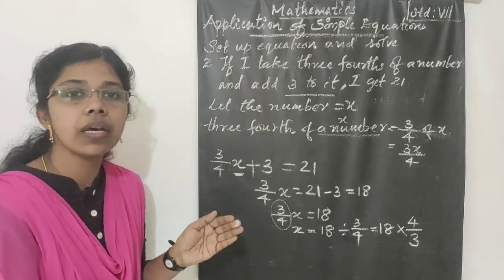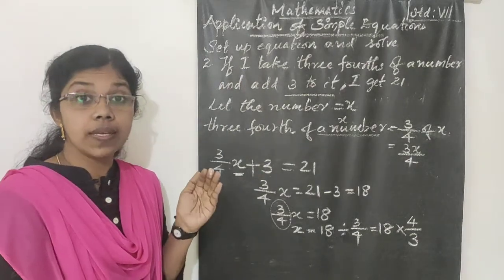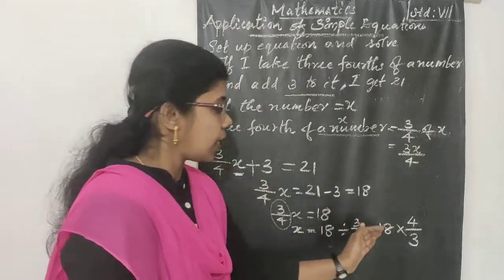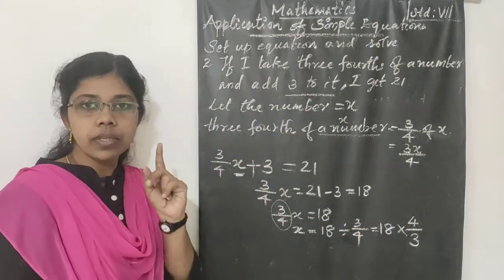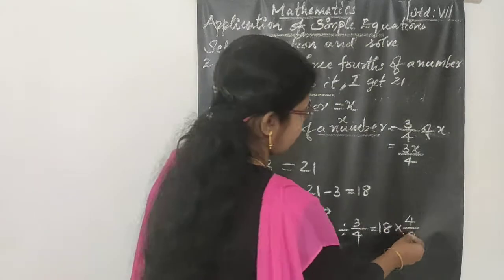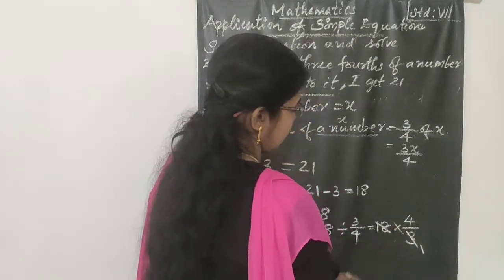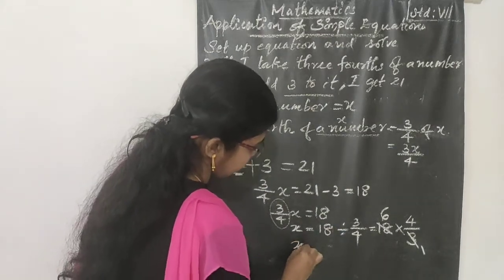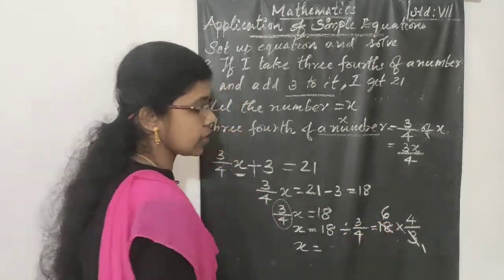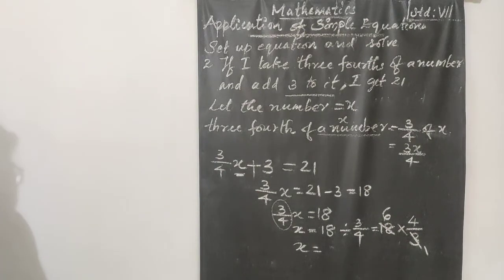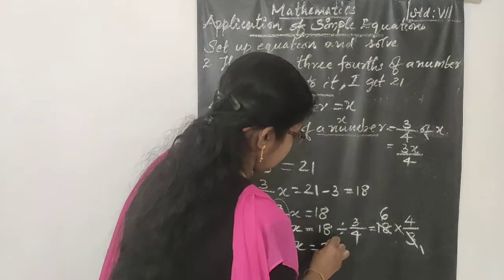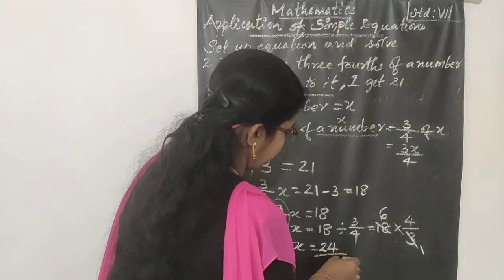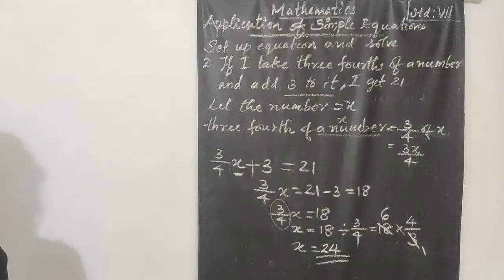Next we have to simplify. Simplify means here we use the cancellation law. Here 18 and 3 have a common factor 3. So 1 into 3 is 3, 6 3s are 18. Now we get x equal to 6 into 4. 6 4s are 24. Now we get x equal to 24.